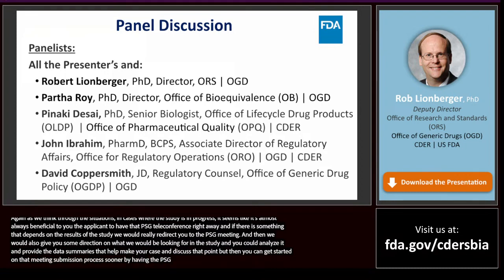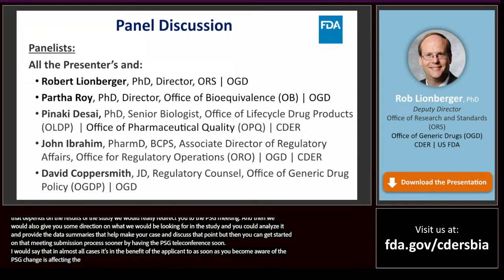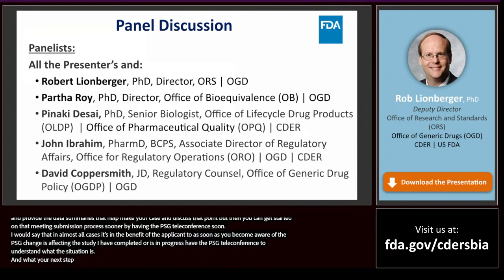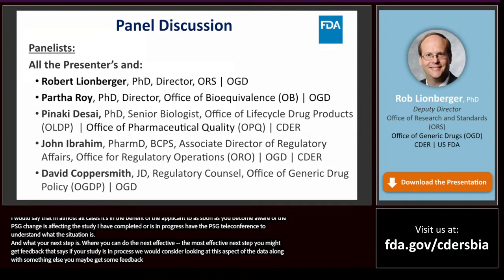So I would say that in almost all cases, it's in the benefit of the applicant to, as soon as you become aware of this PSG change affecting a study that you've completed or is in progress, have the PSG teleconference to understand what the situation is and what your next step is, and then you can do the most effective next step. You might get some feedback that would say, well, if your study's in process, we would consider looking at this aspect of the data along with something else. You may get some feedback that's valuable and helpful for your follow-on.